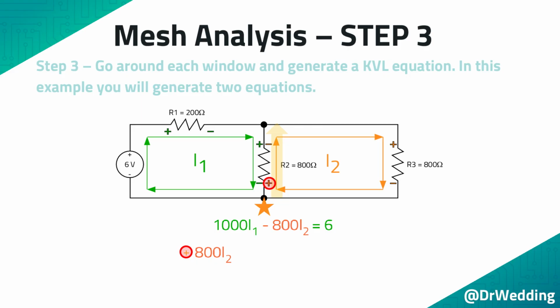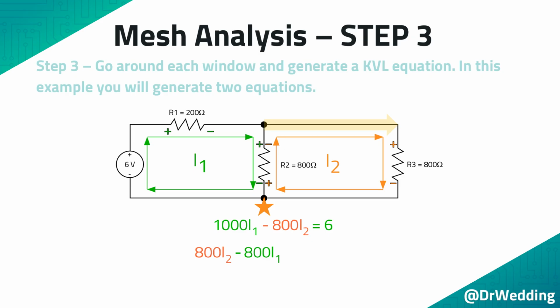On the right side of the resistor, you will encounter an orange plus sign. This means you will add the voltage generated by multiplying the 800 ohm resistor and the orange current I2. On the left side of the resistor, you will also encounter a green negative sign. This means you will subtract the voltage generated by multiplying the 800 ohm resistor and the green current I1.